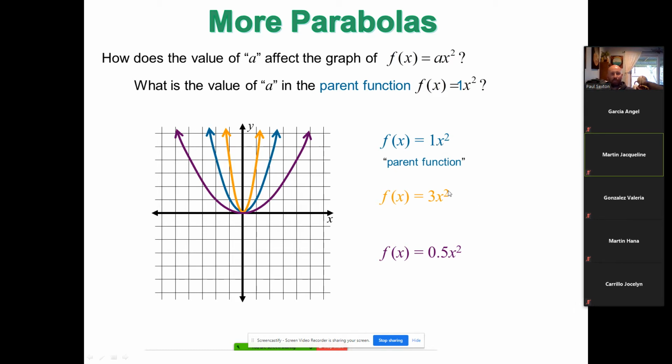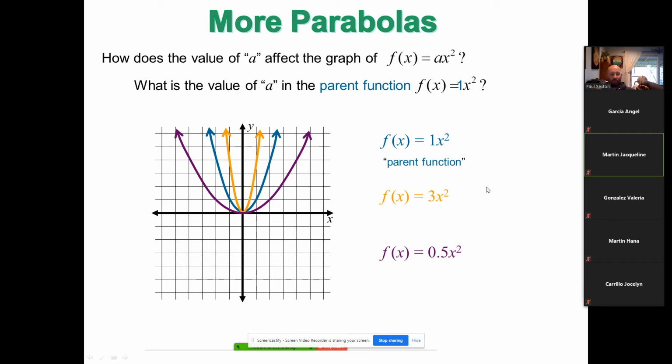If the number is bigger than 1, it's going to get skinny. The bigger this number is, the tighter and skinnier it is. The smaller the number is, the wider it gets. So if this was 0.1, it would be real wide. 0.001, we're talking about super wide. Okay, so try to color coordinate your graph so you know what it is in your notes.